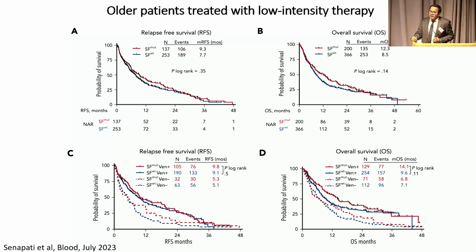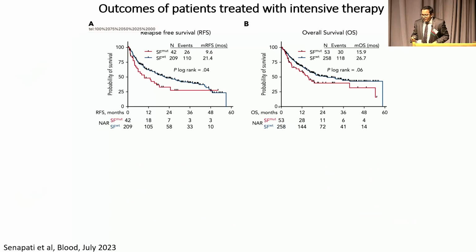And when we substratify them based on their receipt of venetoclax, venetoclax seems to be improving the survival for all patients. Maybe the overall survival is slightly better for patients who have splicing factor gene mutations. Now, to understand further about the ELN story, we looked at patients who were younger and treated with intensive therapy, and we do see that in these patients, splicing factor gene mutations made for slightly inferior survival outcomes.